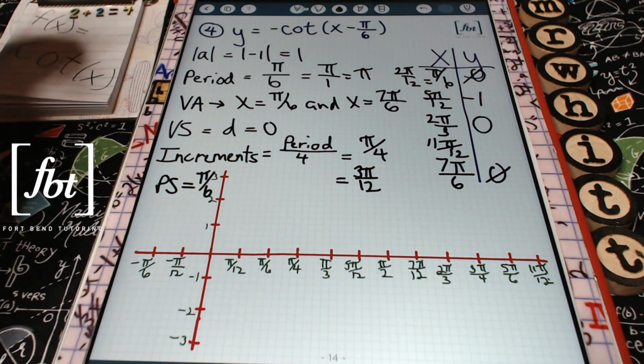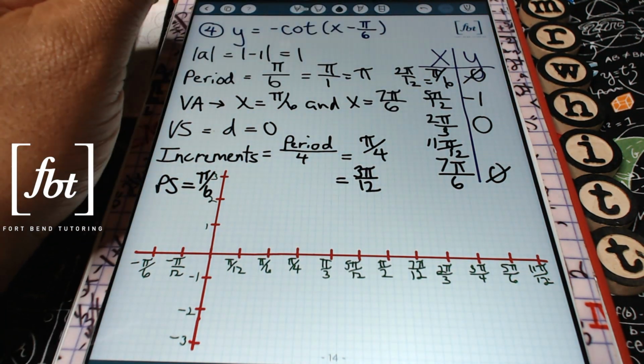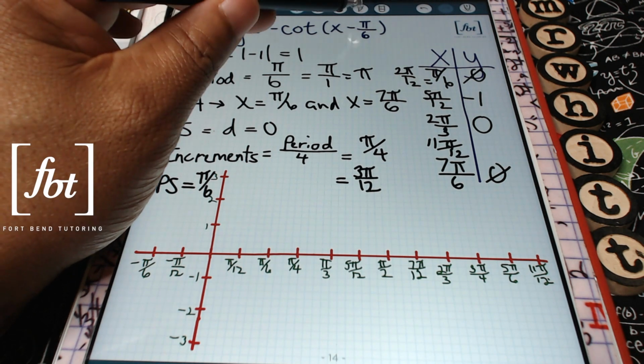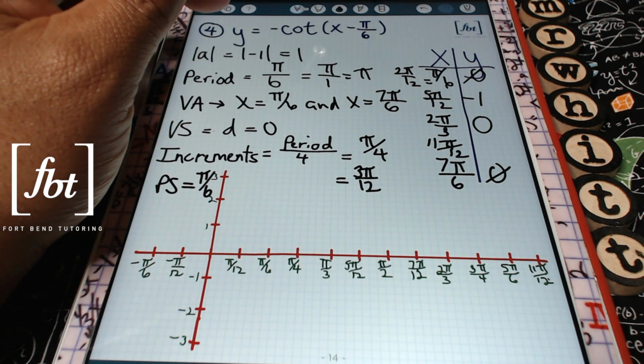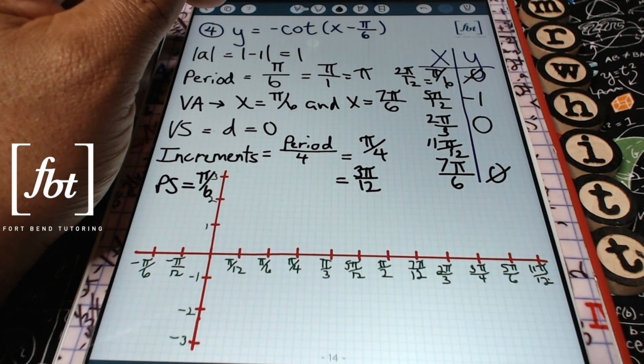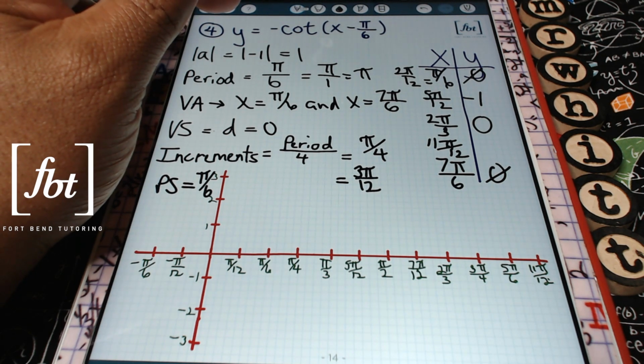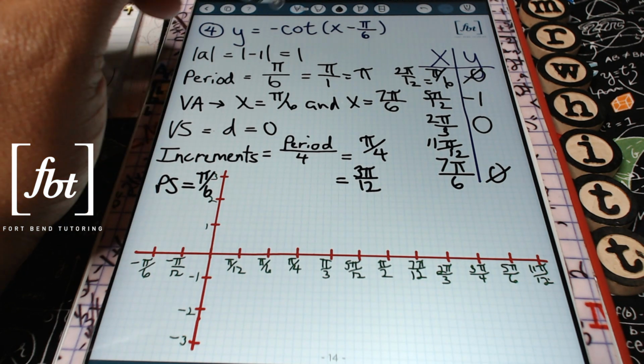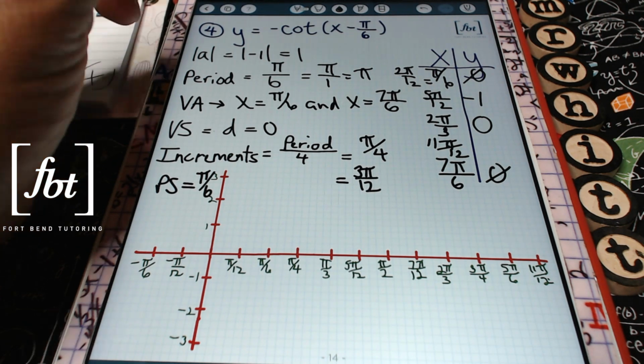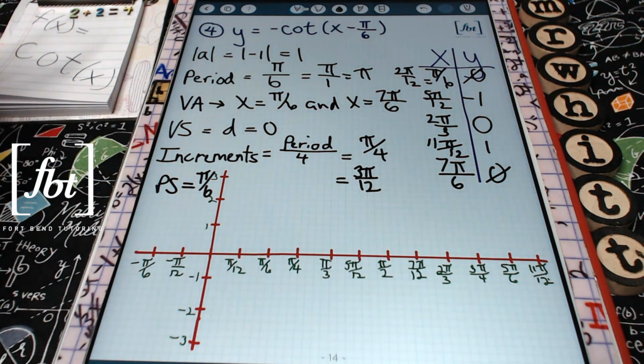There we go. Plugging in 11 pi over 12. 11 pi over 12 minus 2 pi over 12 gives you 9 pi over 12. 9 pi over 12 reduces to 3 pi over 4, where our cotangent value would be -1. However, the opposite of that value is +1. So we get a result of 1 here.